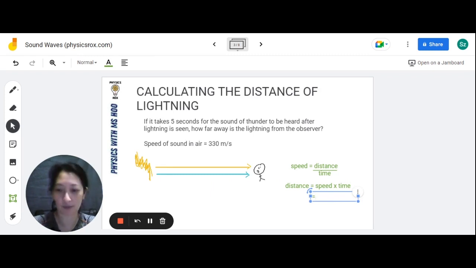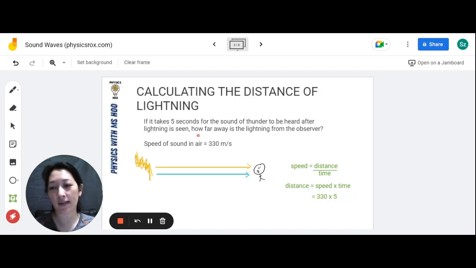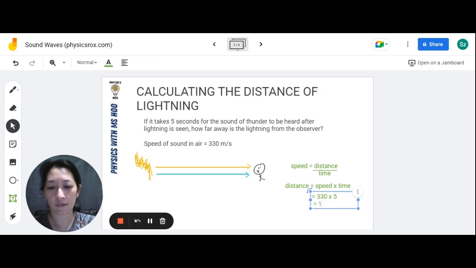330 meters per second times 5 seconds. Make sure that the units that you use are the same. So for example, in this case, meters per second and seconds. So 330 times 5 would give us 1,650. And because the unit was meters per second times second, you get meters as your final answer.